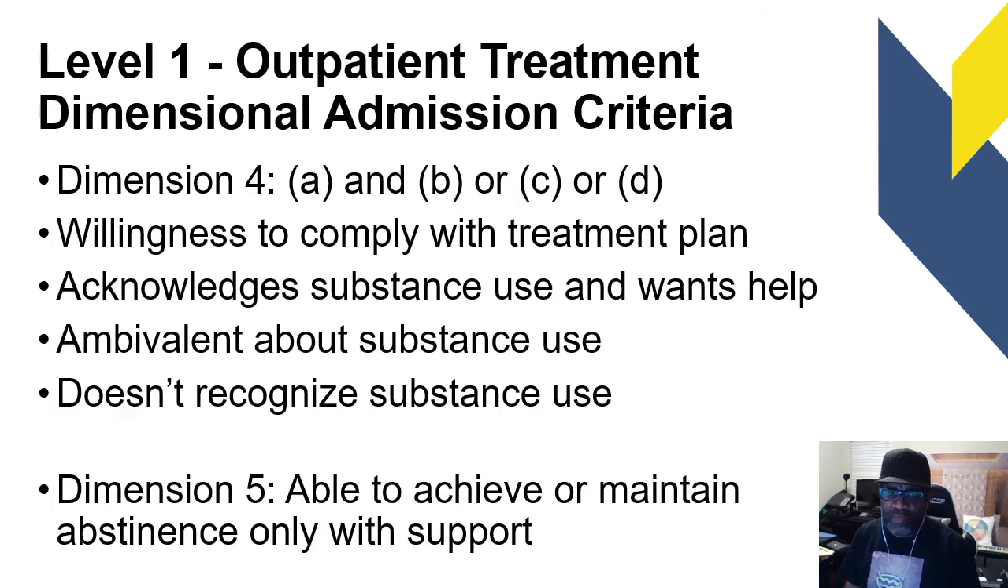Level 1, outpatient treatment, dimensional admission criteria. Dimension 4, A and B, or C or D. A, willingness to comply with treatment plan. B, acknowledges substance use and wants help. C or D, ambivalent about substance use, doesn't recognize substance use. Dimension 5, able to achieve or maintain abstinence only with support.